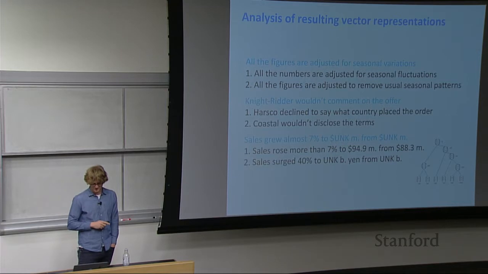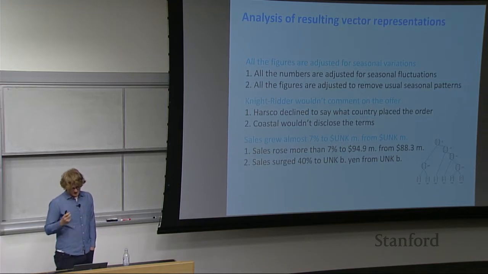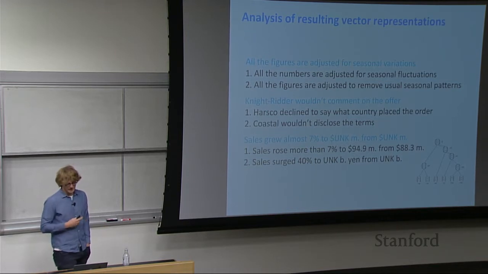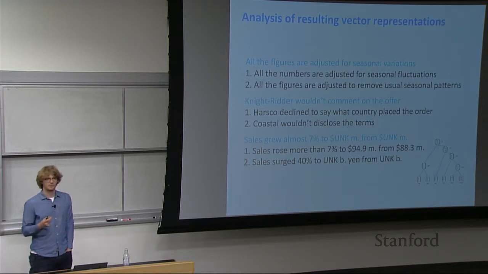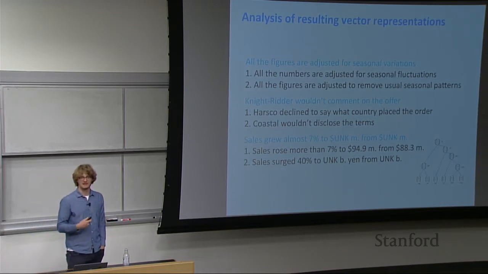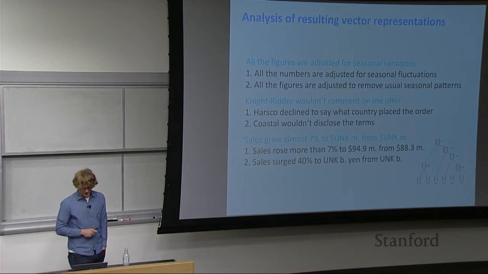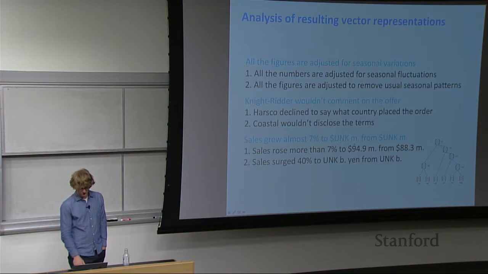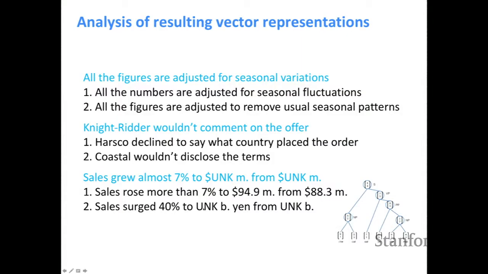And then Knight Ridder, some company, wouldn't comment on the offer. The nearest neighbor based on that hidden state of the top of the tree was Harsco, some other company, declined to say what country placed the order, and the next nearest neighbor is Coastal, wouldn't disclose the terms. So you get a little bit more interesting kind of syntactic invariances from this model. And then again, there are a lot of examples where sales grew from some amount to some other amount, or rose or surged, and so on. And in some ways, those are not that interesting.